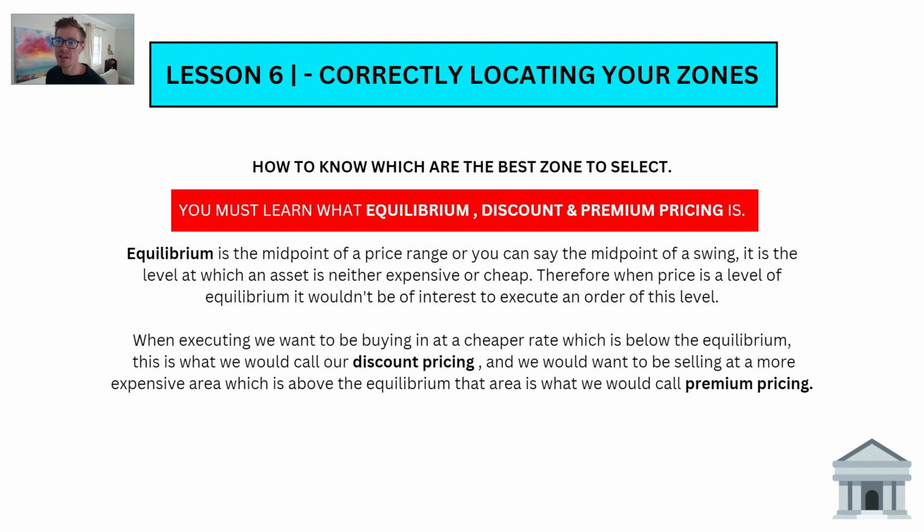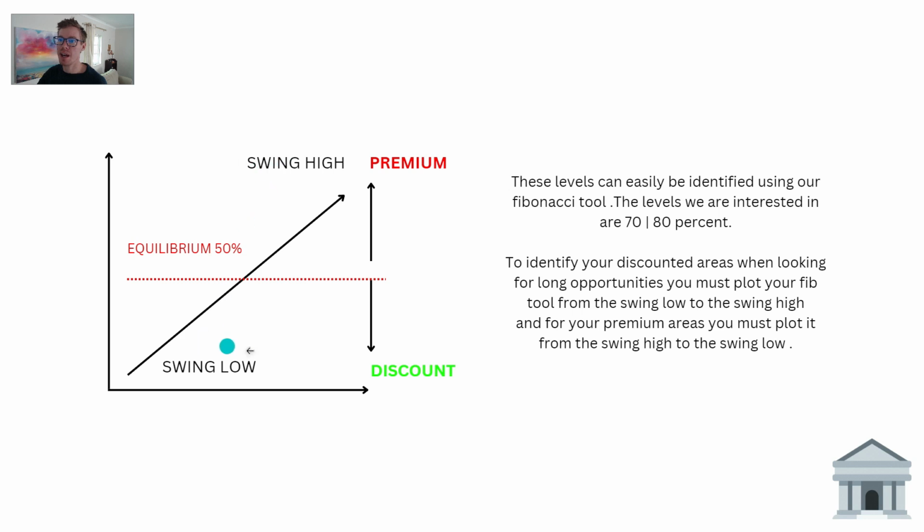When executing our trades, we want to buy at cheap levels, which is below the equilibrium. And we call this discount pricing. And we'd want to be selling at more expensive levels, above the equilibrium. We call this premium pricing. As you can see, we got the swing high, swing low, premium, discount, and equilibrium. We're looking for sells in our premium pricing level, and we're looking for buys at the discount level. It makes sense. We want to get an asset when it's cheap when we're going long, we want to get an asset when it's expensive, when we're going short.